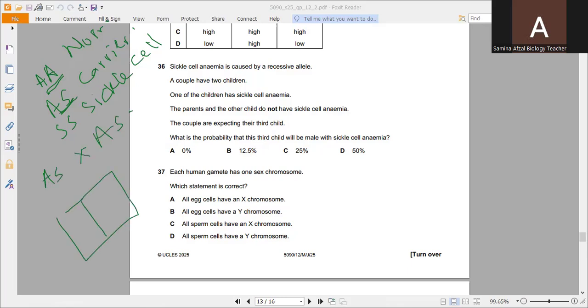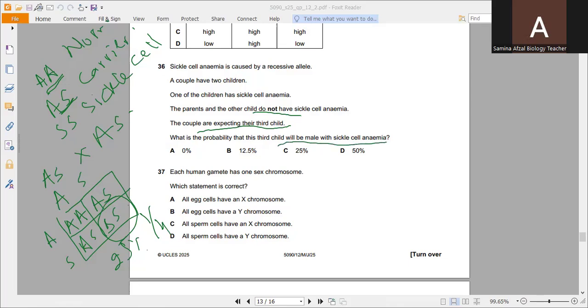So as a Puneet here, we have, so they have, you can say 25% or 1 by 4. And the second is couples are expecting their third child and third child will be a male.